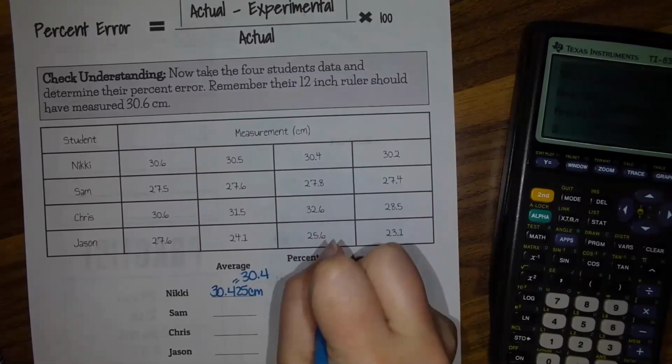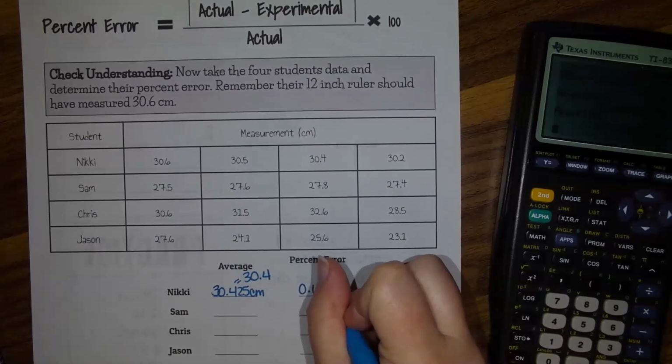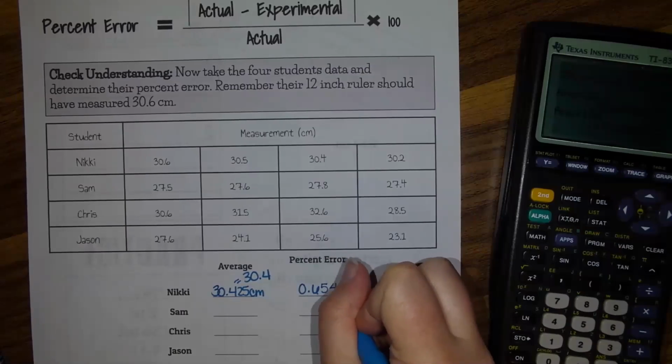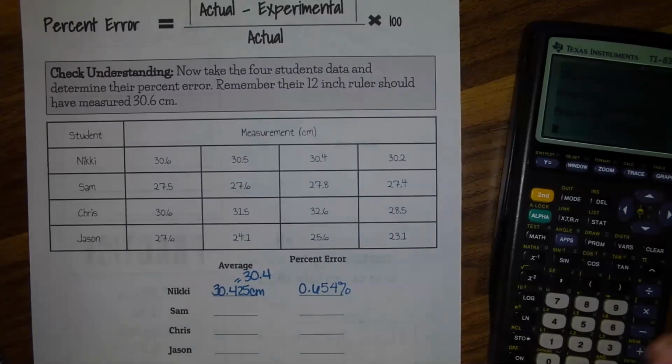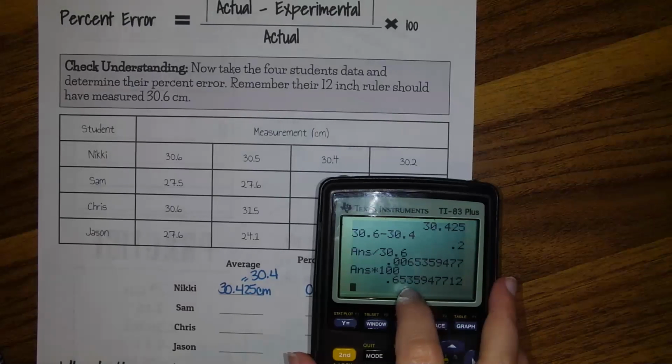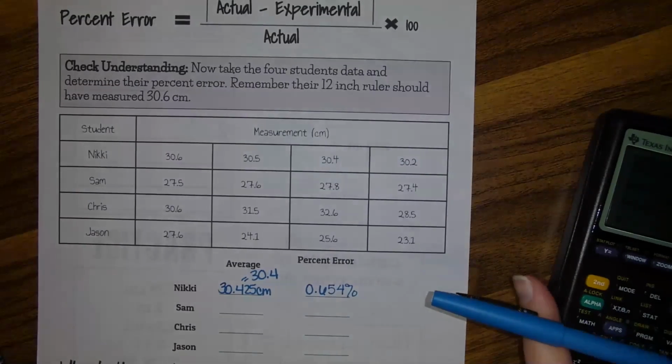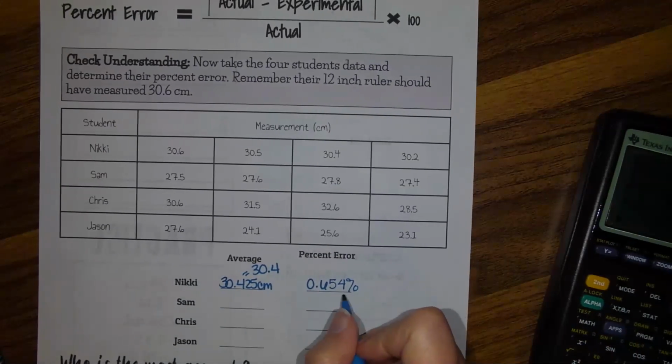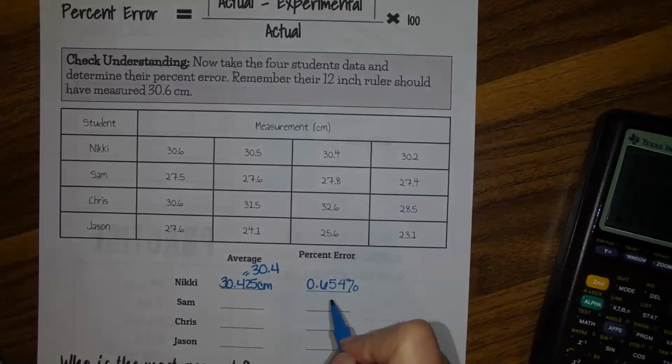So we get 0.654%. Okay, because I'm rounding off, we'll say to 3 sig figs. So we have 1, 2, 3. We'll talk about what sig figs are in a minute. So just do it to the 3. You have 3 digits.